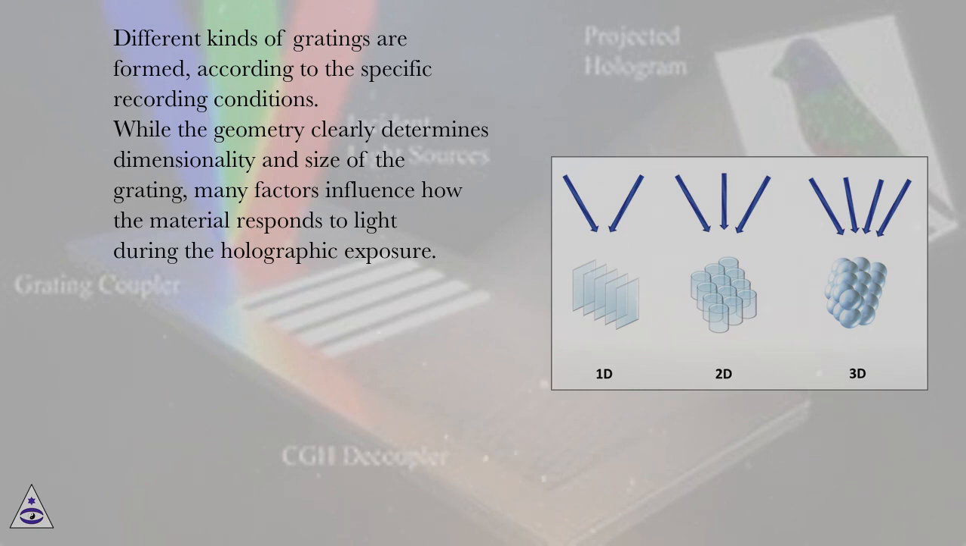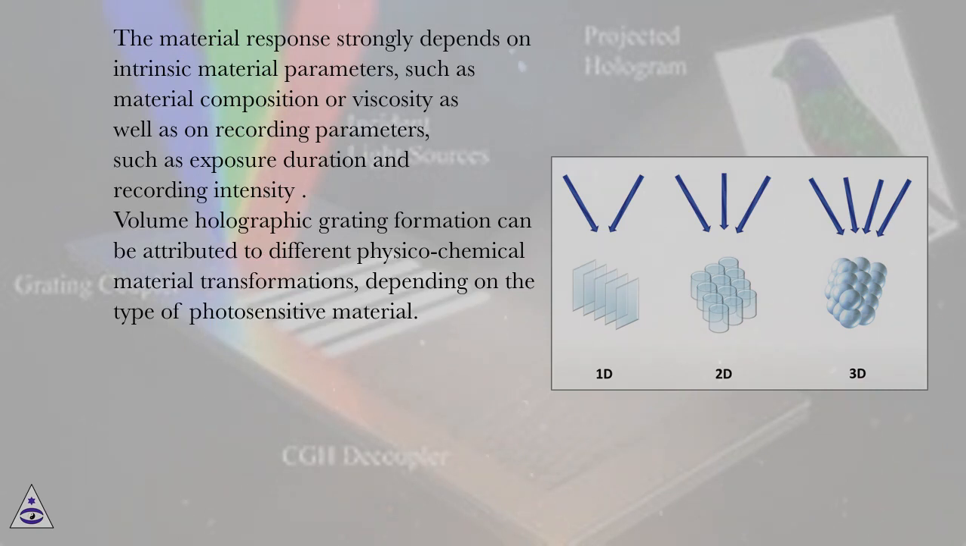While the geometry clearly determines dimensionality and size of the grating, many factors influence how the material responds to light during the holographic exposure. The material response strongly depends on intrinsic material parameters, such as material composition or viscosity, as well as on recording parameters, such as exposure duration and recording intensity. Volume holographic grating formation can be attributed to different physico-chemical material transformations, depending on the type of photosensitive material.